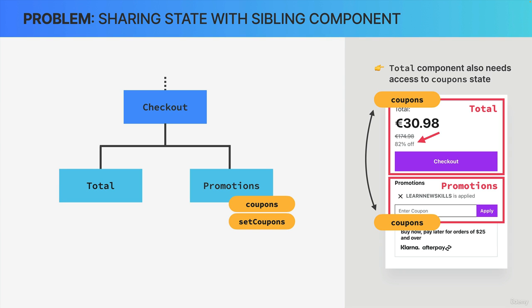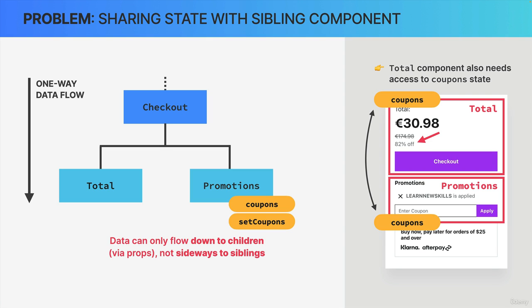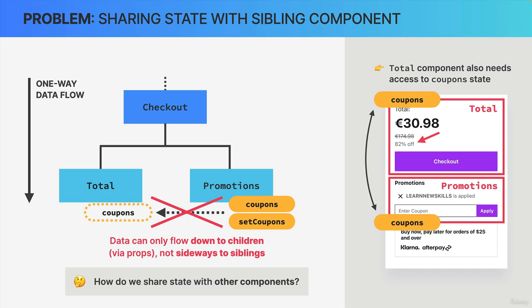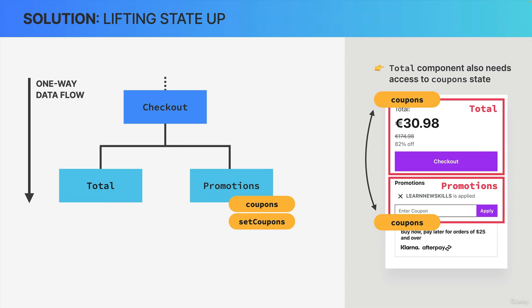Because in React, we have one-way data flow. So data can only flow down from parents to children, but not sideways to sibling components. Therefore, we cannot simply pass the coupons data as props to the total component. That's just not possible. And so we need a way of sharing state with other components that are further up or sideways in the component tree. But luckily for us, we already did exactly that in the last lecture with the item state by lifting it up. And so we already know that lifting up state is the technique that will solve this problem.